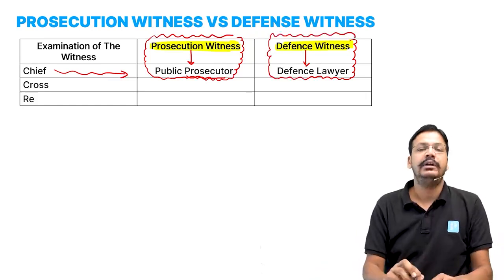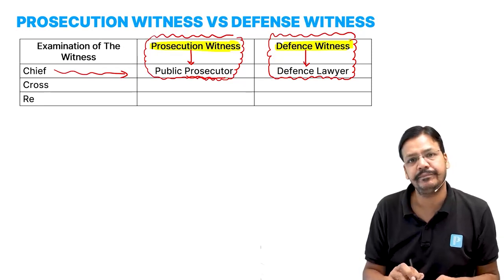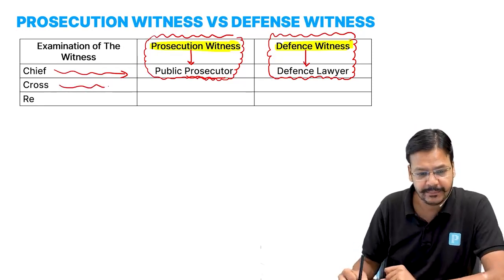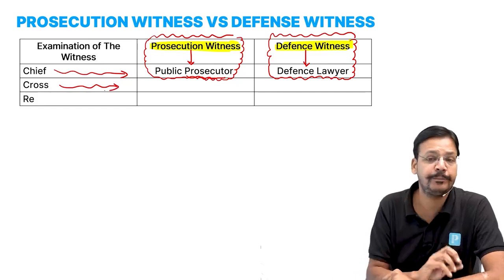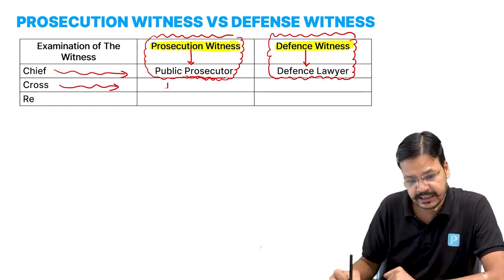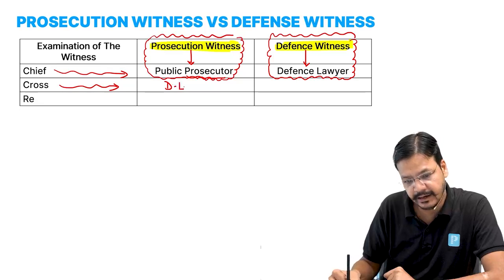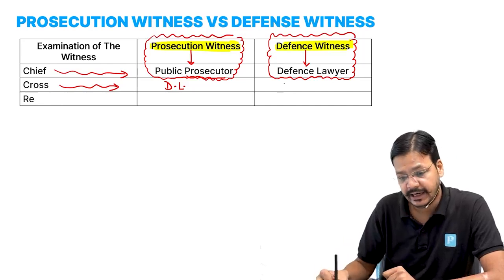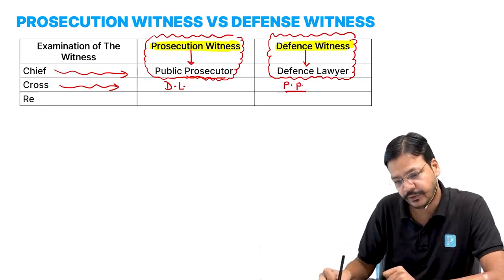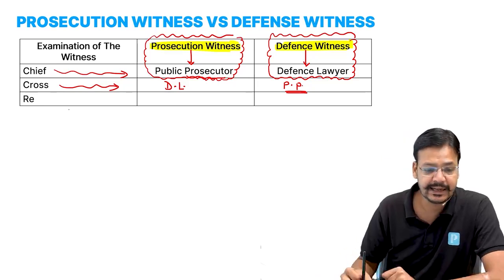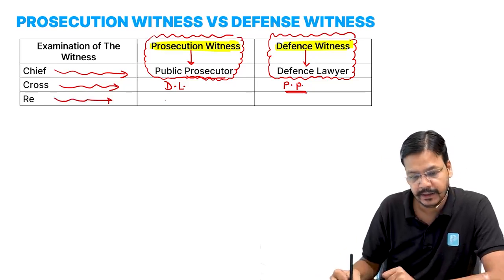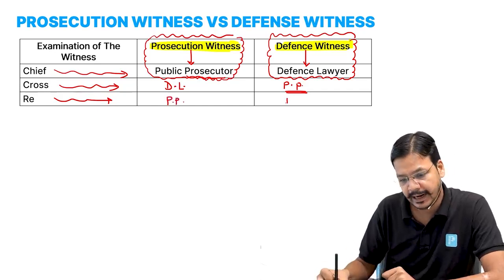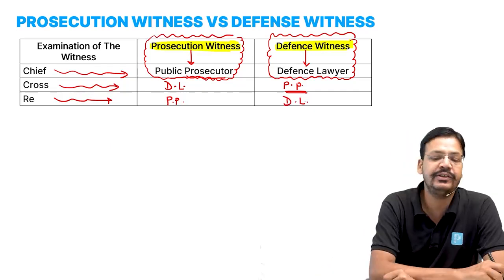As I told you, chief examination is by the same party. Now cross-examination. If you are a prosecution witness, cross-examination will be done by the DL, defense counsel or defense lawyer. And if you are a defense witness, it will be done by the public prosecutor. Re-examination is again by the same party. Prosecution witness, it will be the public prosecutor. And defense witness, it will be the defense lawyer.